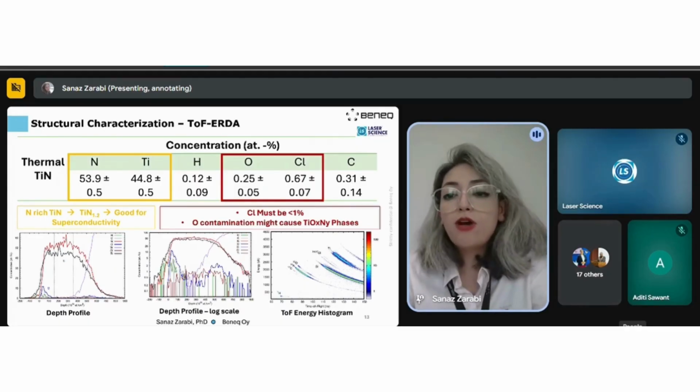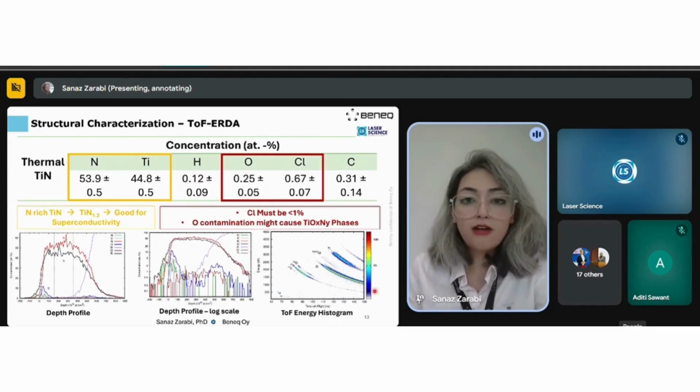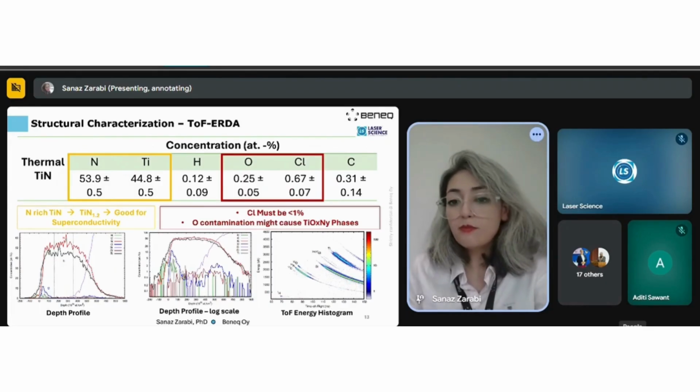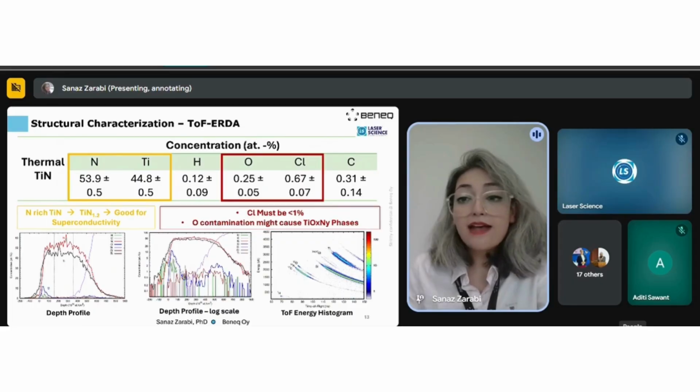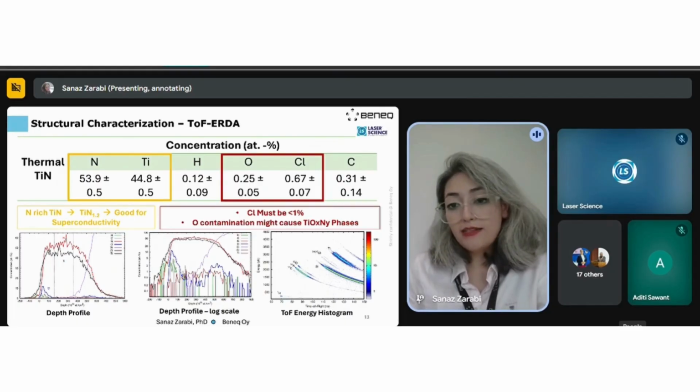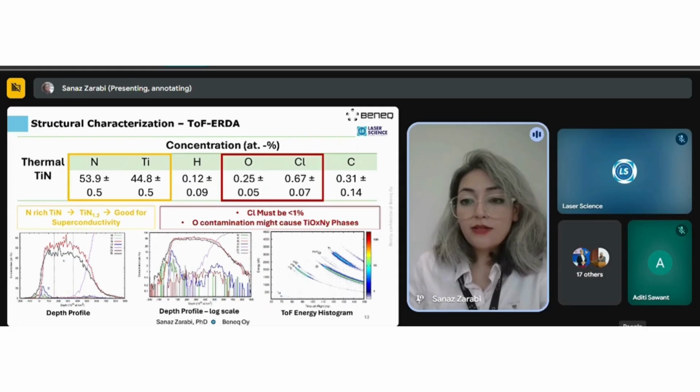It's important to keep the chlorine content below 1 atomic percent, as chlorine is corrosive and can degrade metal-based films over time. In thermal ALD, increasing the deposition temperature helps reduce chlorine incorporation, and in our case, chlorine levels remain below 1%, which is within the acceptable range.